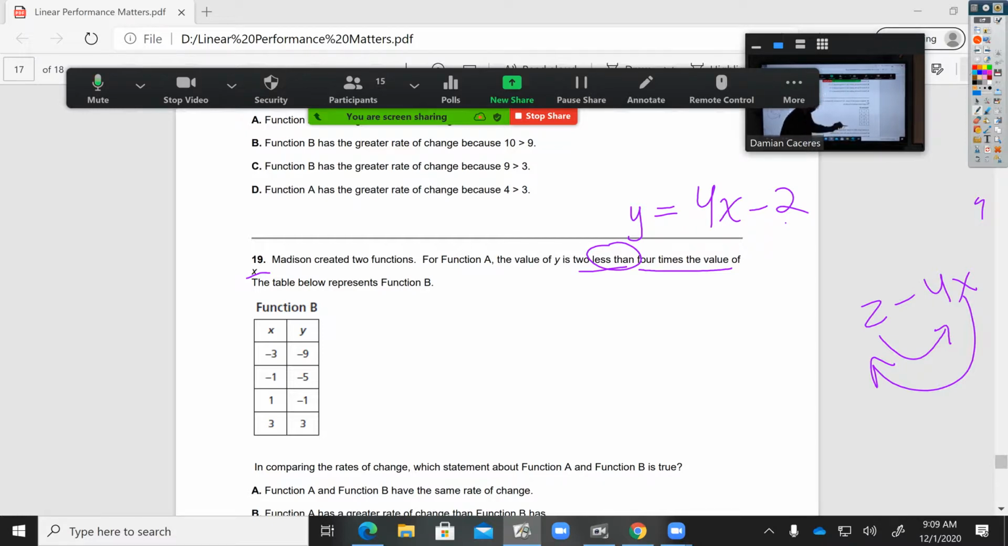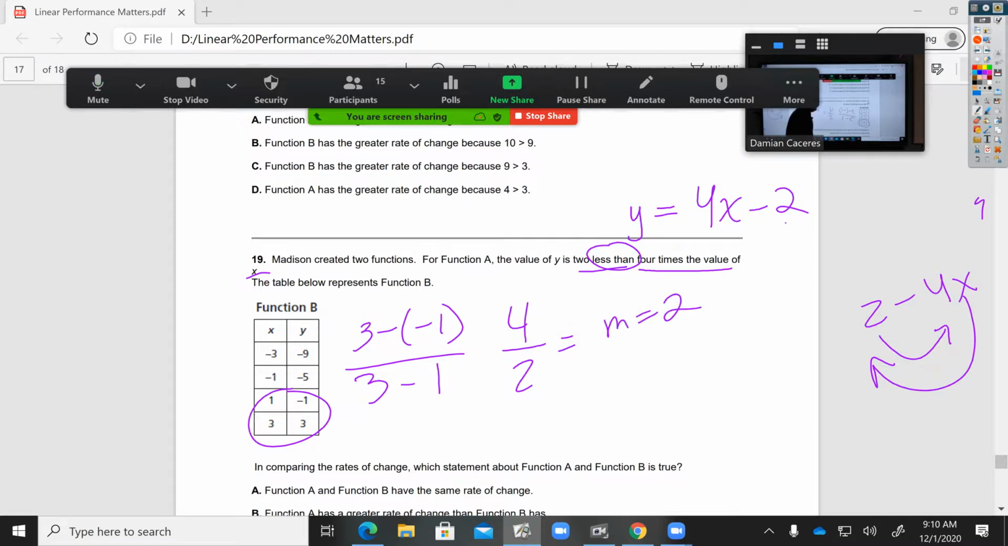Now again, before answering, we have to come up with the equation for B. So let's set it up. 3 minus negative 1 over 3 minus 1. I use the easiest numbers possible always. So now you have 4 over 2, which equals 2. So the slope here is 2. So we're missing the y-intercept, so we have the full equation and can answer these questions.